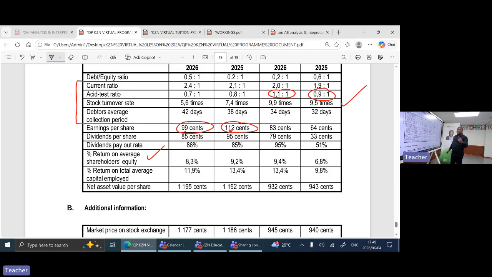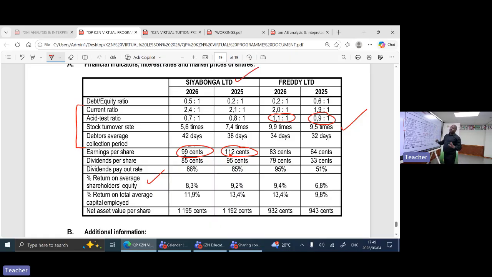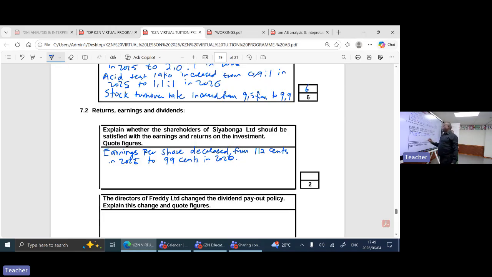There is only one company that we're looking at, Siyabonga. The question is on that. So ROCE decreased from 9.2% to 8.3%. That is what we are going to mention. Allow me to abbreviate. So I will say ROCE decreased, and there's something I will explain here, which is very important.